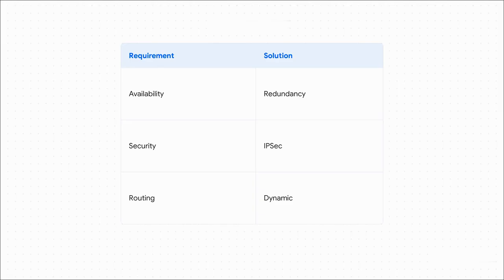The big challenge here is a physical connection failure, right? So our architectural solution absolutely has to be redundant links. Second, security. There is a persistent threat of data interception over the wire, which means leveraging IPsec and robust encryption is simply non-negotiable. And third, routing. Managing complex traffic flows at scale means we need dynamic routing protocols that can automatically adjust paths as the network inevitably shifts and changes over time.